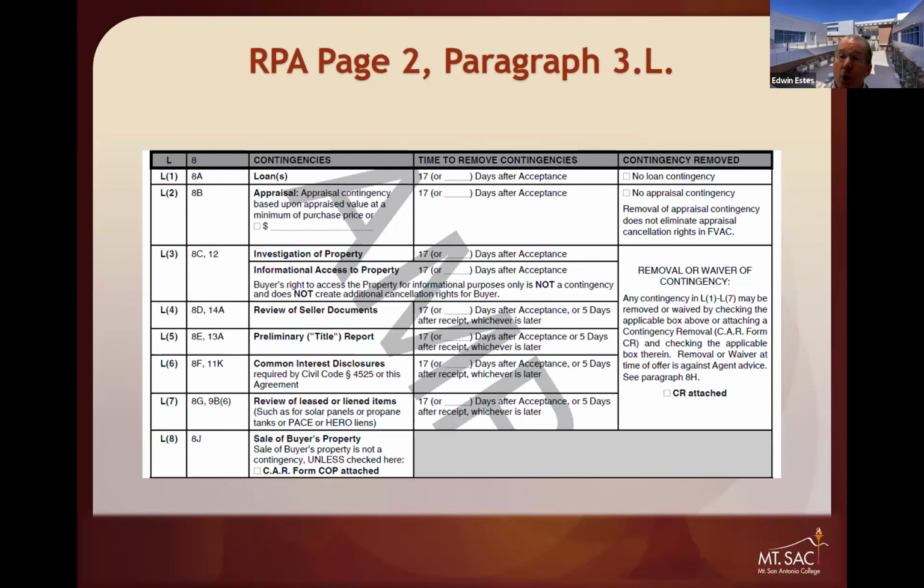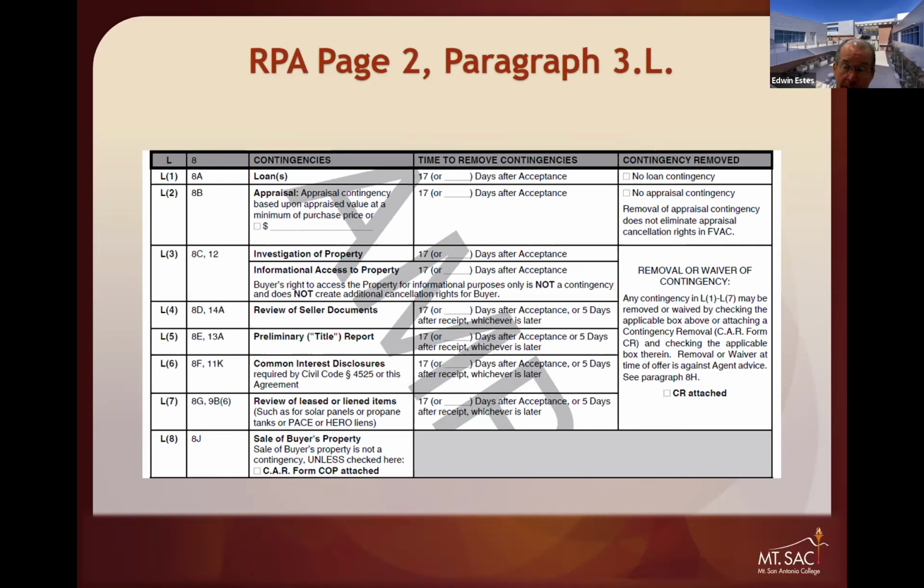Okay, so those may be a separate lien on the property, and the buyer needs to verify whether there's enough equity to pay those off if they can't be assumed, or whether the buyer does want to assume them if they're even assumable, right? So again, since we don't know what's going on that property till we actually get into escrow and look at those liens or leases, again, buyer has 17 days to investigate that. And then finally, L8, if the sale of this property is contingent on buyer selling their other home, you would attach that COP form, all right?